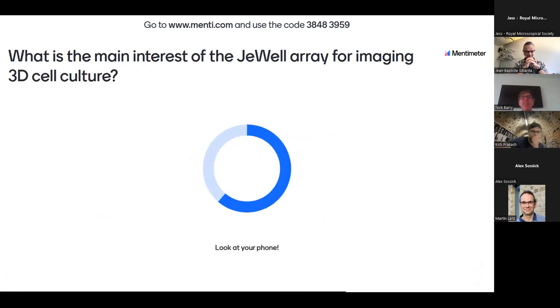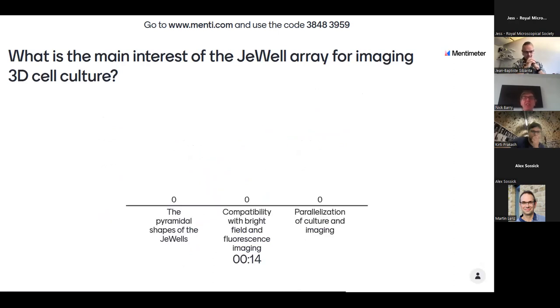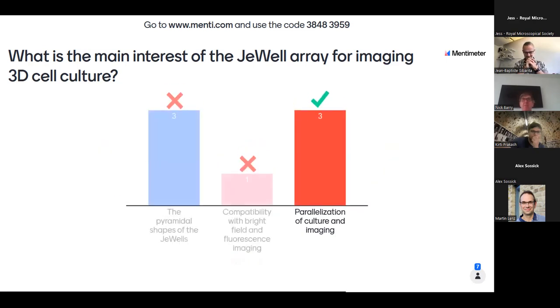What is the main interest of the dual array for imaging in 3D cell culture? The pyramidal shapes of the wells, their compatibility with bright field and fluorescence imaging, or parallelization of culture and imaging? And the answer is parallelization. There you go.